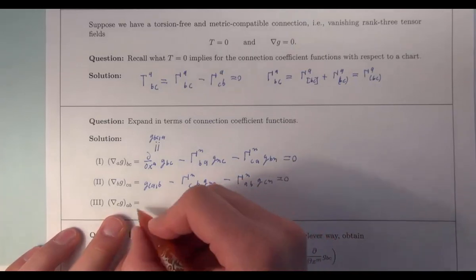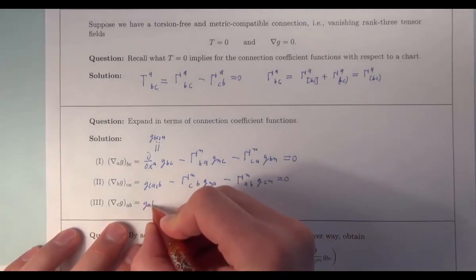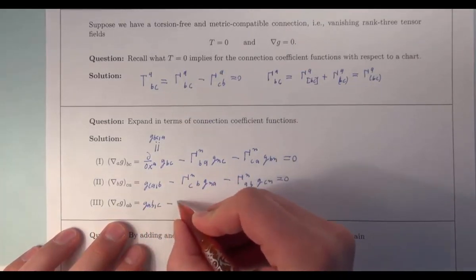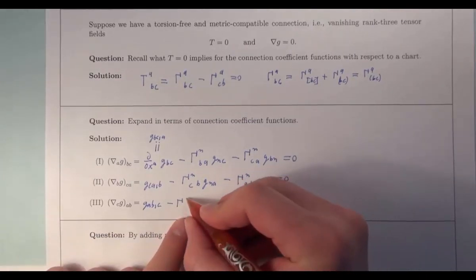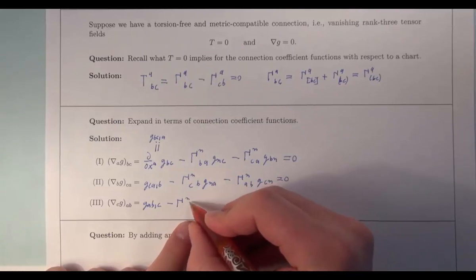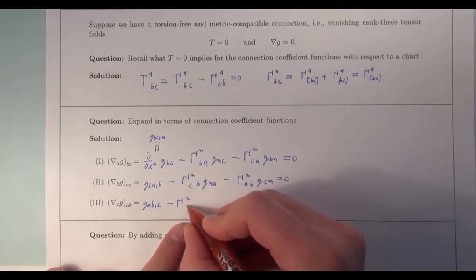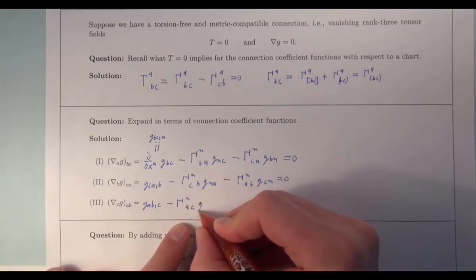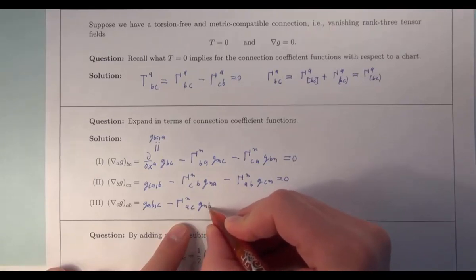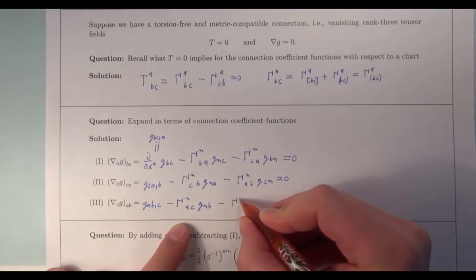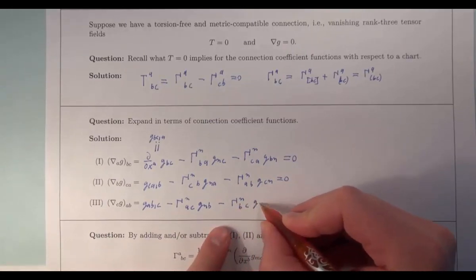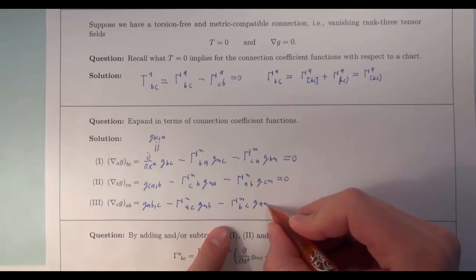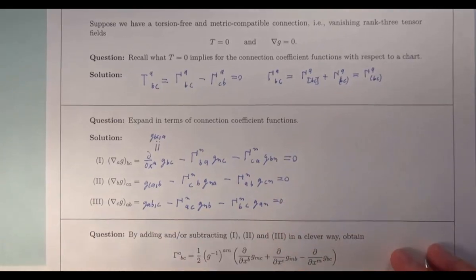Now expand the last term. It's all the same. G_AB,C equals gamma^N_AC G_NB minus gamma^N_CB G_AN equals 0.